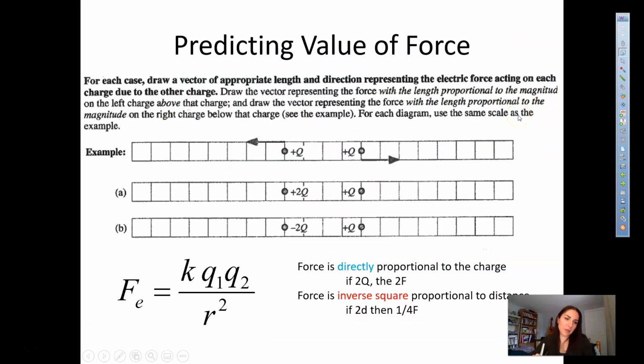Okay, now we're going to shift gears from calculations and we're going to predict the value of forces. Now, this is pretty tough. This is one of those things you're going to have to watch a couple times maybe or ask me questions about. You will have this on your quiz, so, you know, just FYI on that.